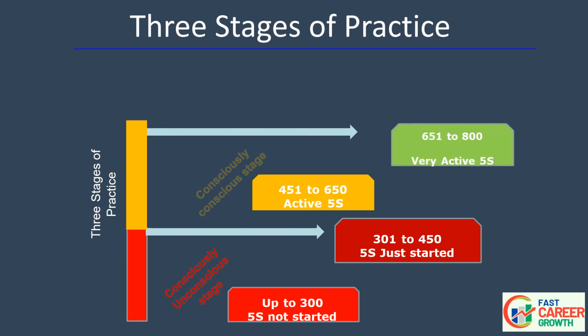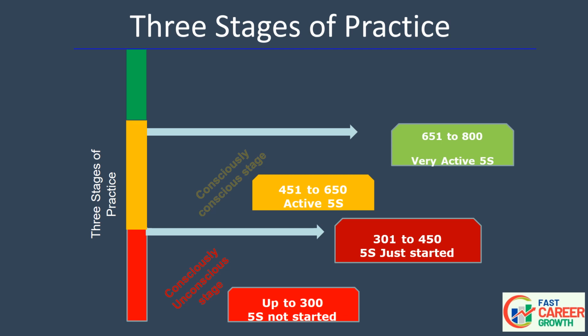If total audit score is between 651 and 800, it means your factory is maintained at a very active 5S stage. This stage suggests that the factory has actively implemented the principles of 5S, a methodology aimed at improving workplace organization and standardization. The 5S principles typically include sort, set in order, shine, standardize, and sustain. Thus, the factory at this stage is expected to have organized, clean, and standardized processes.